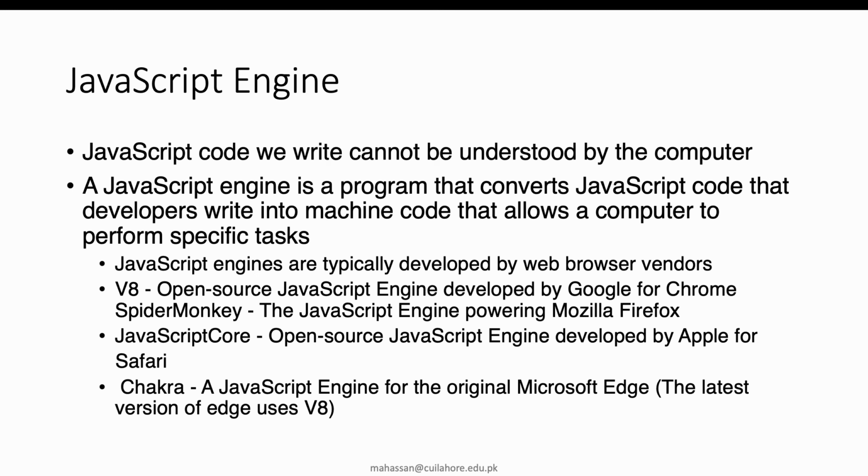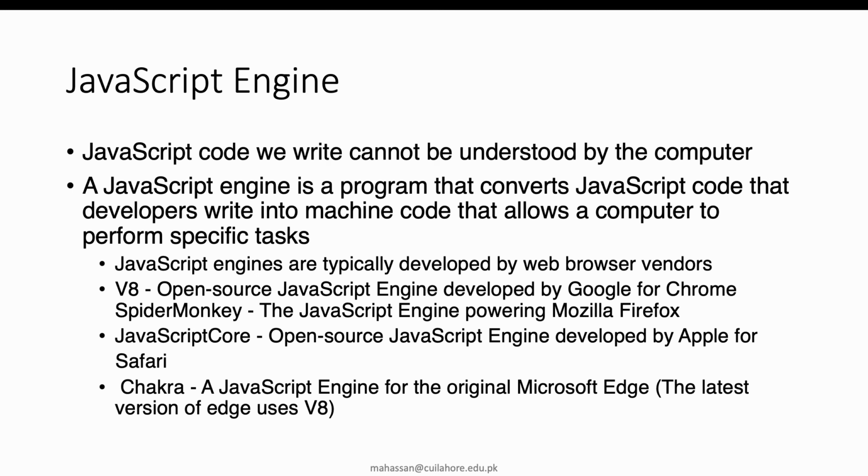JavaScript engines are typically developed by web browser vendors such as Google, Mozilla, and Apple. One of the most popular JavaScript engines is V8, which is an open source engine developed by Google for Chrome. V8 is designed to execute JavaScript code at lightning speed, making it one of the fastest engines available.